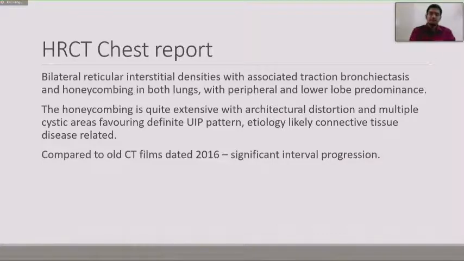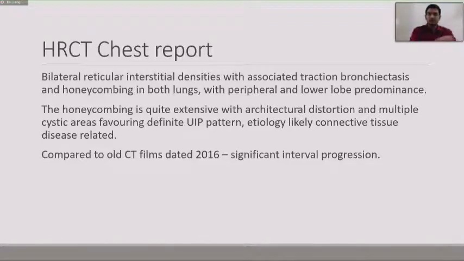And the opinion was that this kind of florid honeycombing is more likely to be connective tissue disease related, especially given the background history of joint pain and the autoantibodies being positive. And compared to old CT films, which unfortunately I couldn't present now.